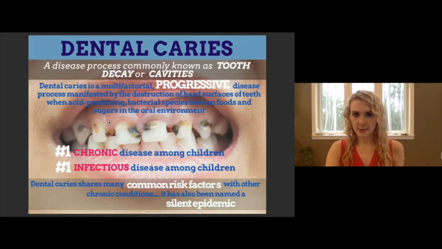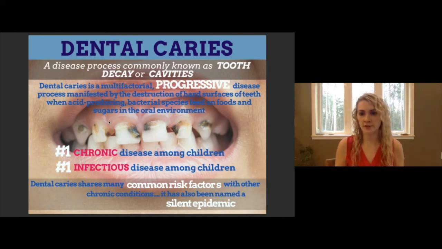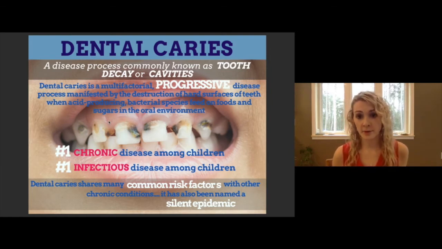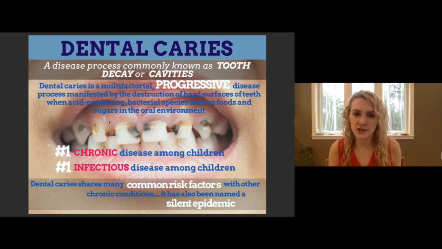Dental caries is a disease process commonly known as tooth decay or cavities. It's a multifactorial progressive disease process manifested by the destruction of hard surfaces of the teeth when acid-producing bacterial species feed on foods and sugars in the oral environment. That's a mouthful. It's the #1 chronic disease among children and also the #1 infectious disease among children. Yet dental caries shares many common risk factors with other chronic conditions, like diabetes and obesity. It has been named a silent epidemic.